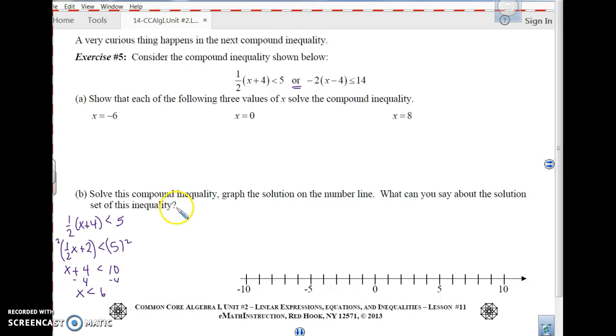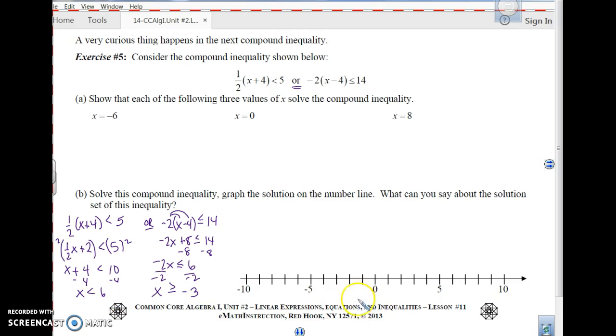Okay, and the other one, we have or. That's my other one. Negative 2 times (x minus 4) is less than or equal to 14. So that gives me negative 2x plus 8. Watch your signs when you distribute. It's less than or equal to 14. Subtract the 8. Negative 2x is less than or equal to 6. Divide by negative 2. Alarm bells should be going off in your head. Flip your inequality because we divided by a negative. X is greater than or equal to negative 3.